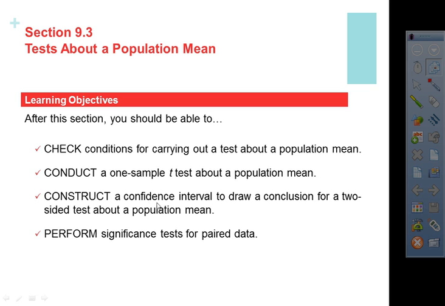We're going to construct a confidence interval to draw a conclusion about a two-sided test about a population mean, and perform significance tests on paired data. So this is something we haven't done yet, but we're going to talk about doing it with paired data.